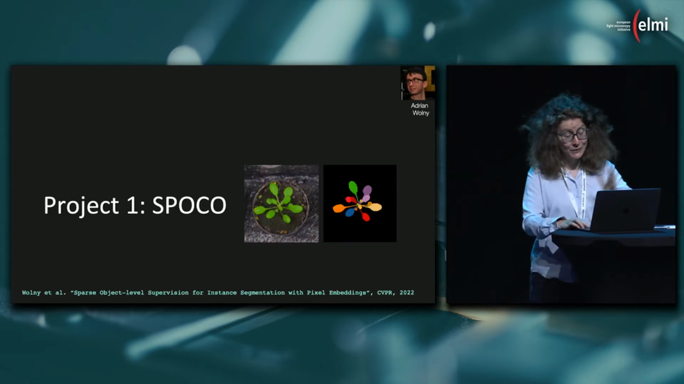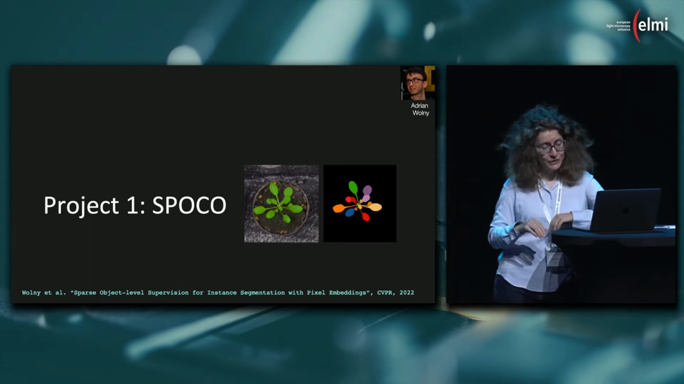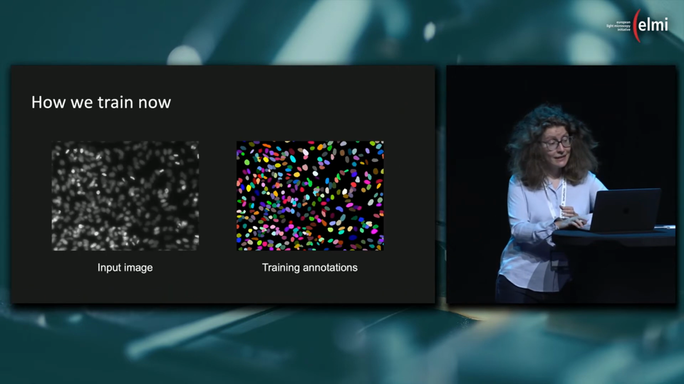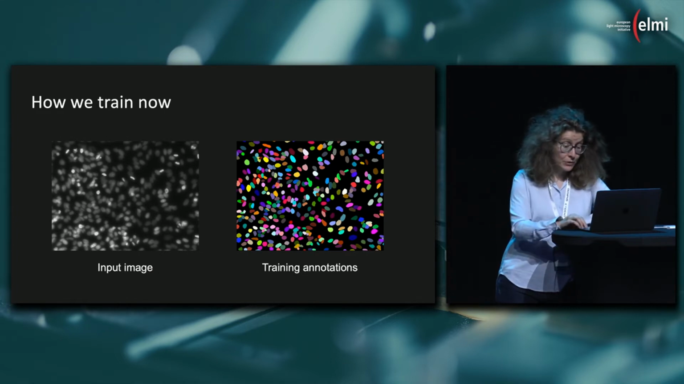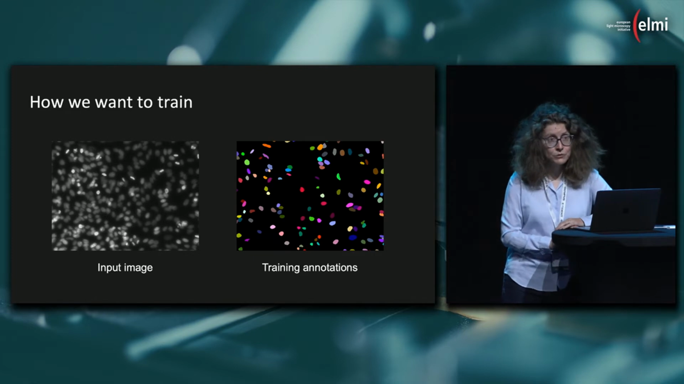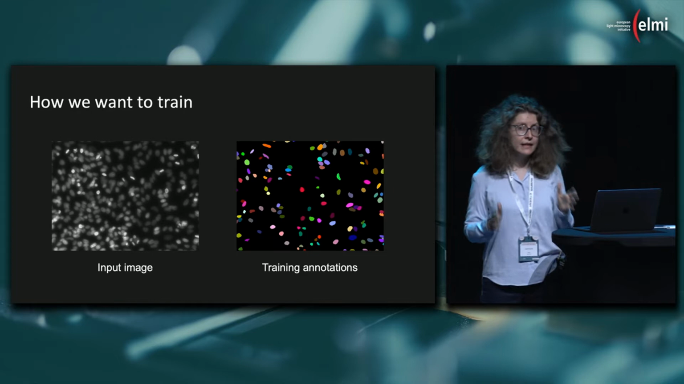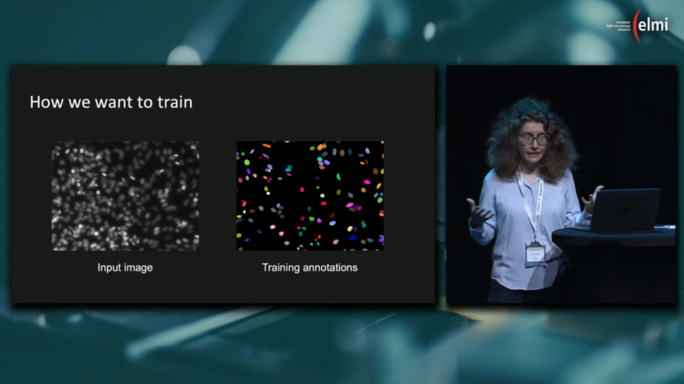The first project I wanted to show is what we call SPOCO, which stands for Sparse Object Level Supervision. It's a long title, but what it actually amounts to is that right now we are training with data that looks like this, and what we actually want to train with is data that looks like that. We want to be able to train from images where you have just a few of the objects annotated and don't have labels for the background. This is the so-called positive unlabeled setting.